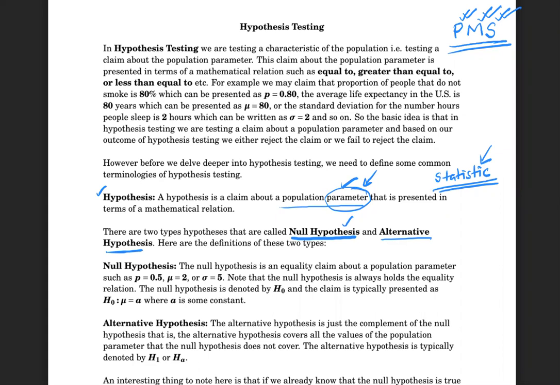Or for Black Lives Matter, let's say 70% of the people support Black Lives Matter. This is something you want to test. The given number, 70%, is the null hypothesis. This is something given to you.